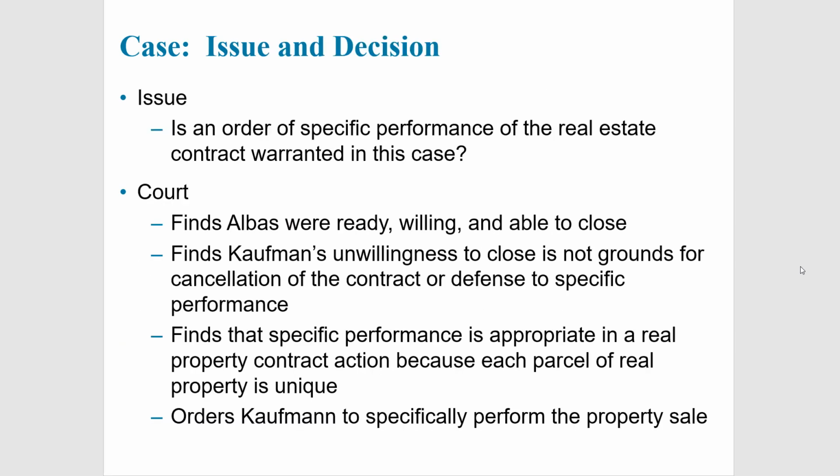The issue at hand here is whether an order of specific performance of the real estate contract is warranted in this case. So the court, upon looking at the case, finds the Albas were ready, willing, and able to close. They find that Kaufman's unwillingness to close is not grounds for cancellation of the contract or a defense to a request for specific performance. It finds that specific performance is appropriate in a real property contract action because each parcel of real property is unique, and it orders Kaufman to specifically perform the property sale.